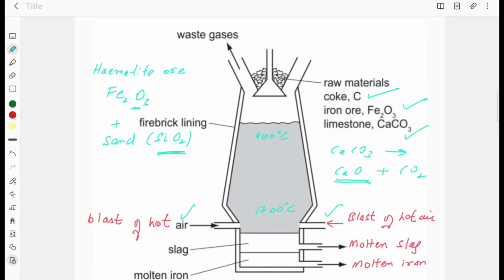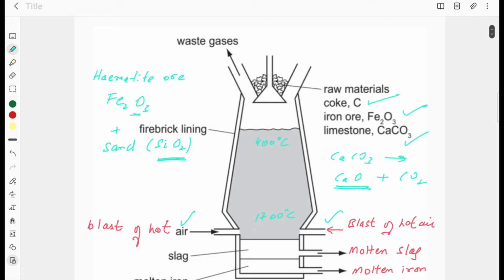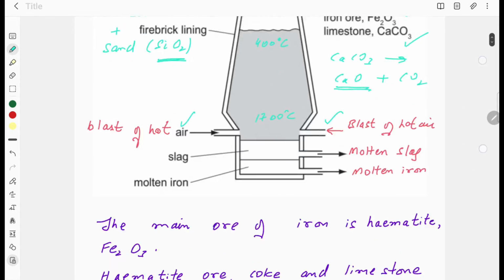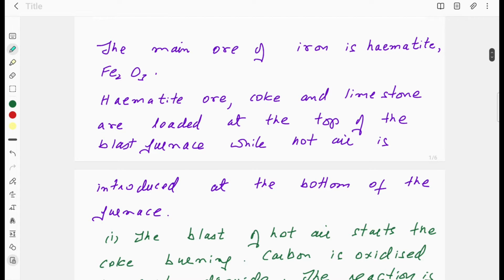Let me point out the main reactions which are going on. Let me repeat first. We are putting raw materials: coke as one raw material, iron ore as the second raw material, and limestone as the third raw material, and we are putting them from the top. The main ore of iron is hematite, Fe2O3, and hematite ore, coke, and limestone are loaded at the top of the blast furnace, while hot air is introduced at the bottom of the furnace.